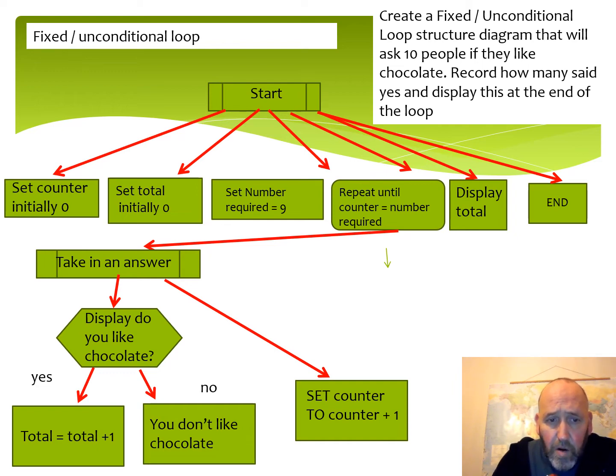It starts at 0, it repeats. Each time somebody says yes, we add 1 to the total. 0, 1, 2, 3, 4, 5, 6, 7, 8, 9. That gives us 10 repetitions. We then display the total. This is the number of people who like it, and we end the program.